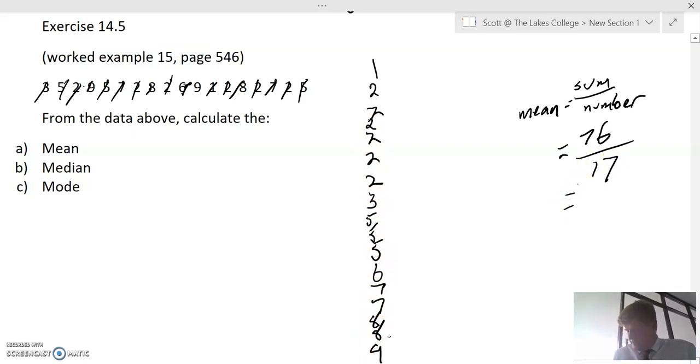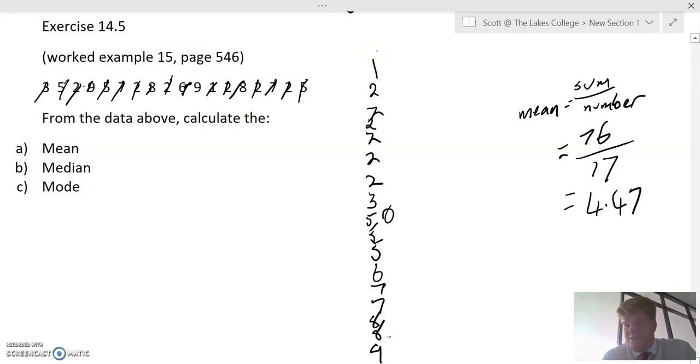So the mean is going to be, if I go to my calculator, 76 divided by 17 is 4.47. And that looks like it's pretty possible. Put the mean in here, and that's quite believable. So that's the mean. The median is the middle value. So let's count the number of values we've got. Well, we said we've got 17.